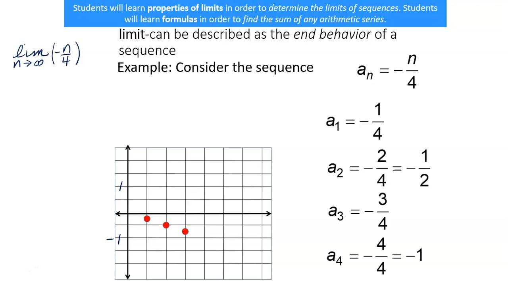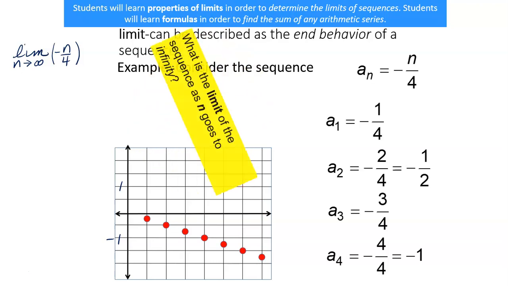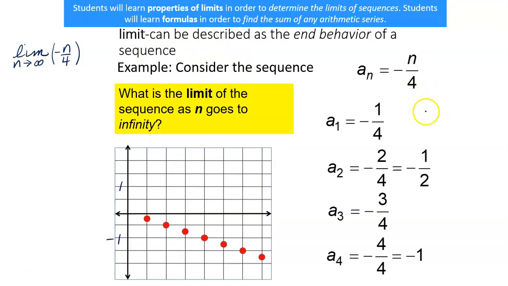We have negative 4 divided by 4, that's negative 1. Negative 5 divided by 4. Negative 6 divided by 4. Negative 7 divided by 4. And if you wanted to, remember when we find the limit, we're finding it as n gets large. So if I wanted to find a sub 100, I could do negative 100 divided by 4, which would tell me it's negative 25.